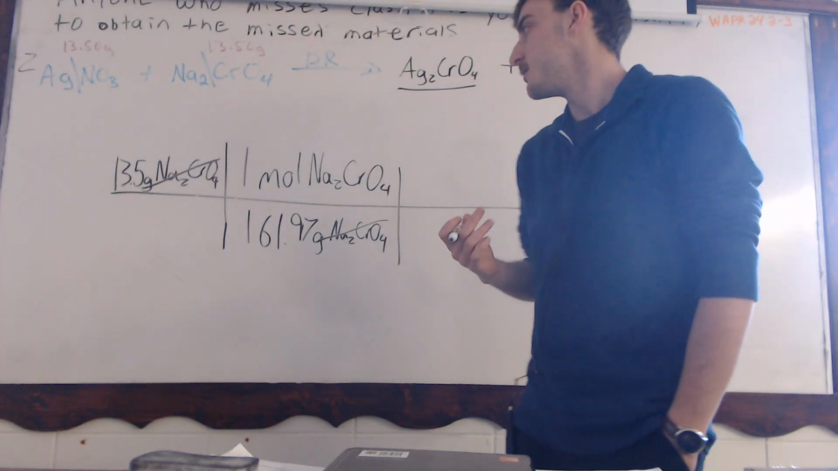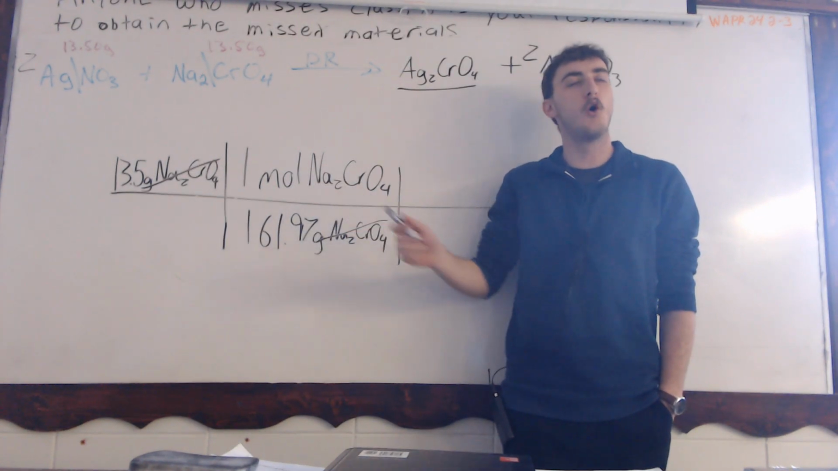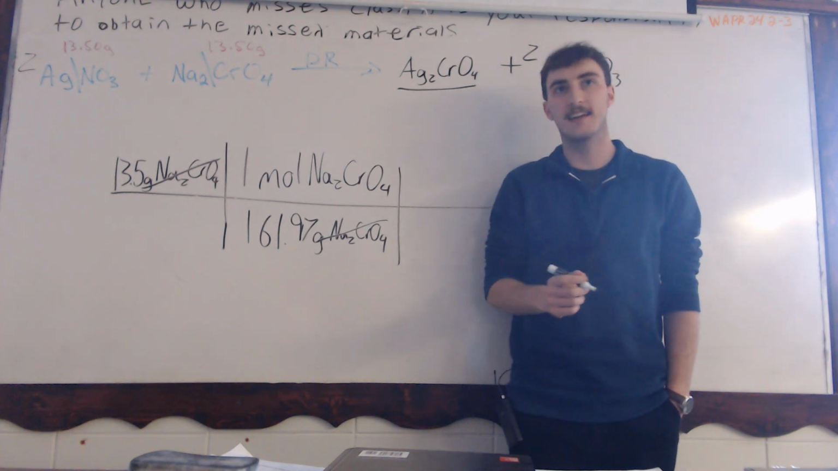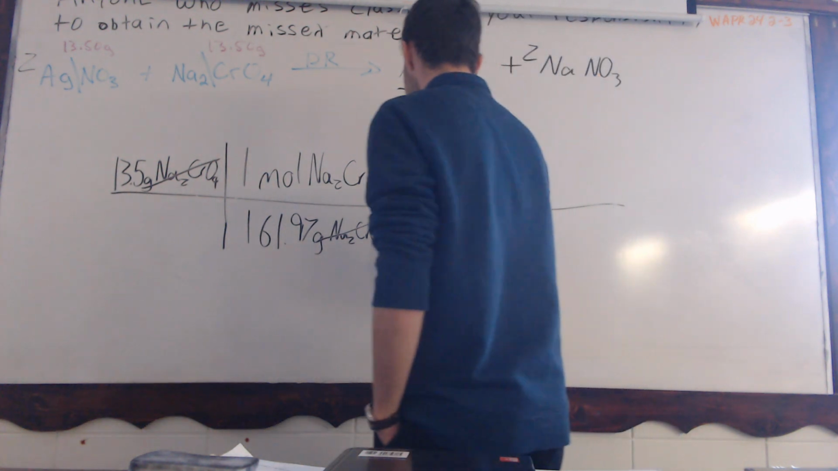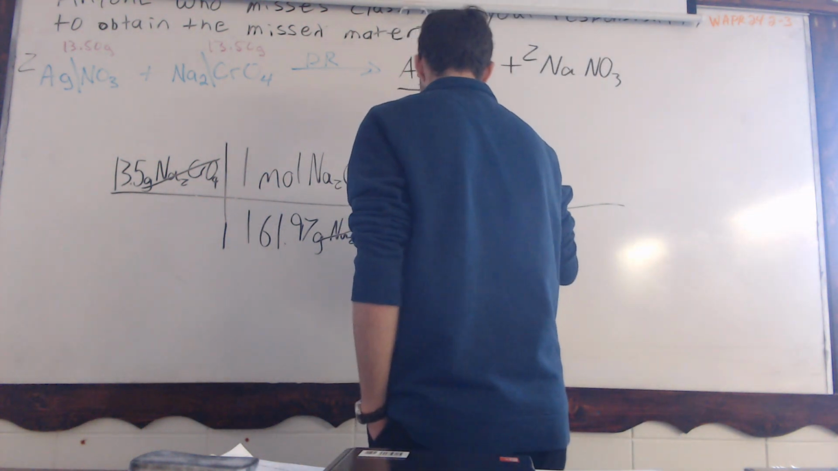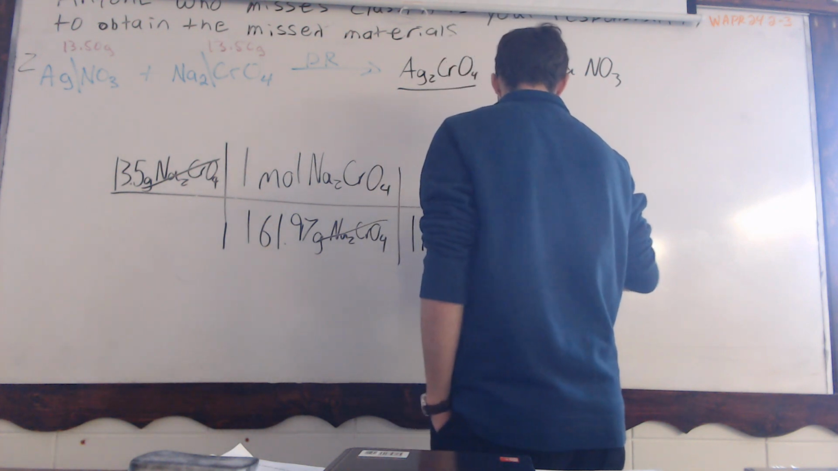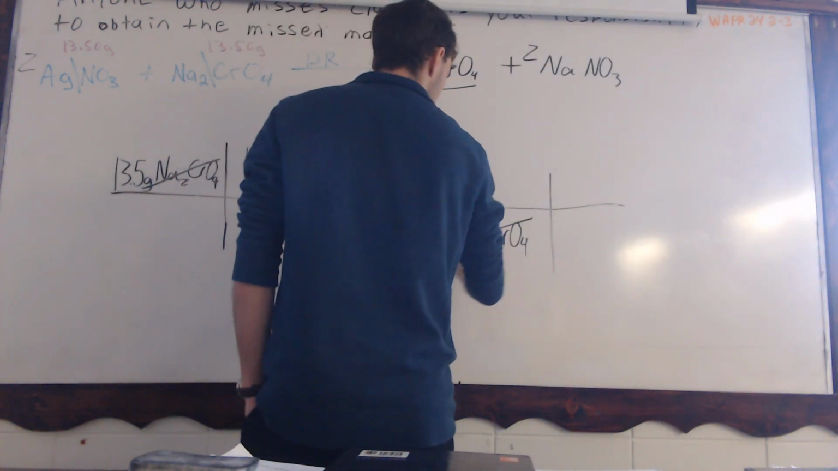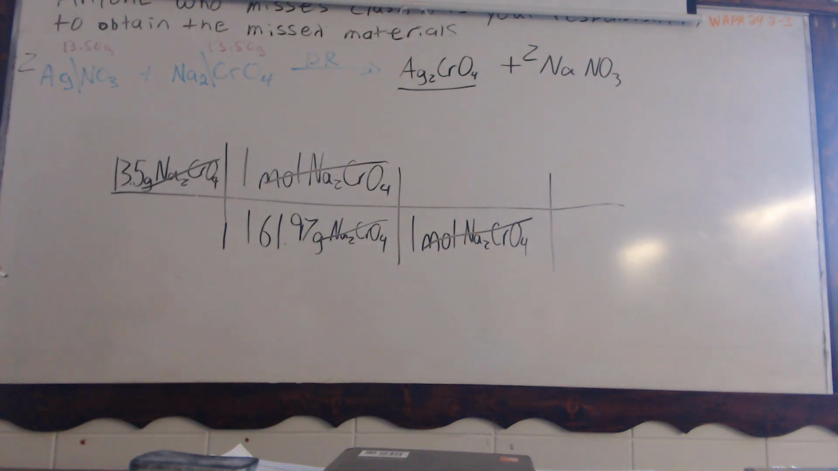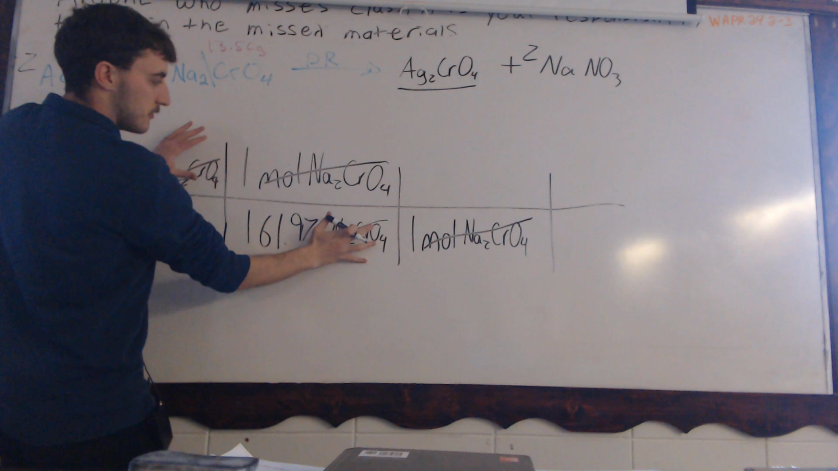Okay, so again, we want these to cancel out. How do I get this 1 mole of sodium chromate to cancel out? You have to put it down here. These cancel. Again, we can only... Oh, so we got grams of sodium chromate, grams of sodium chromate. So these 2 cancel. So just the labels that you cancel out?